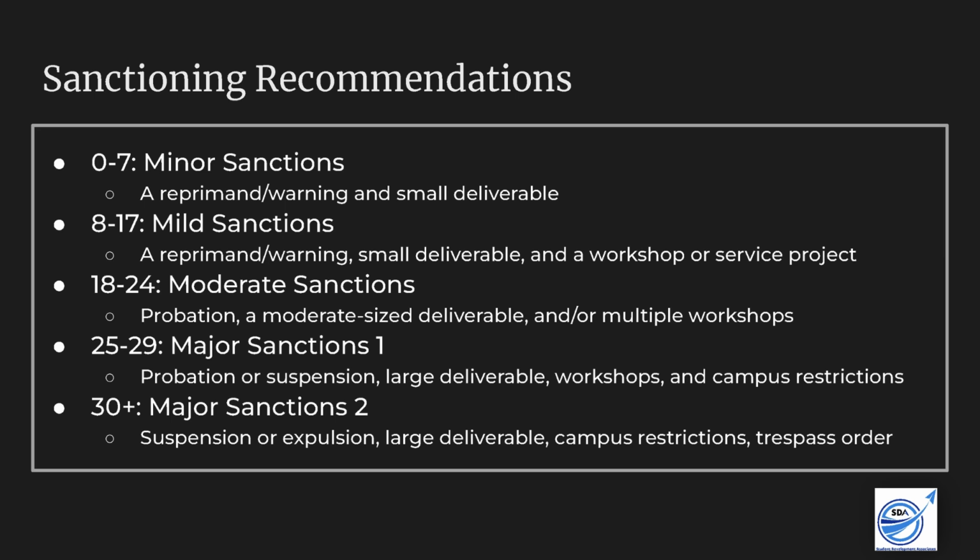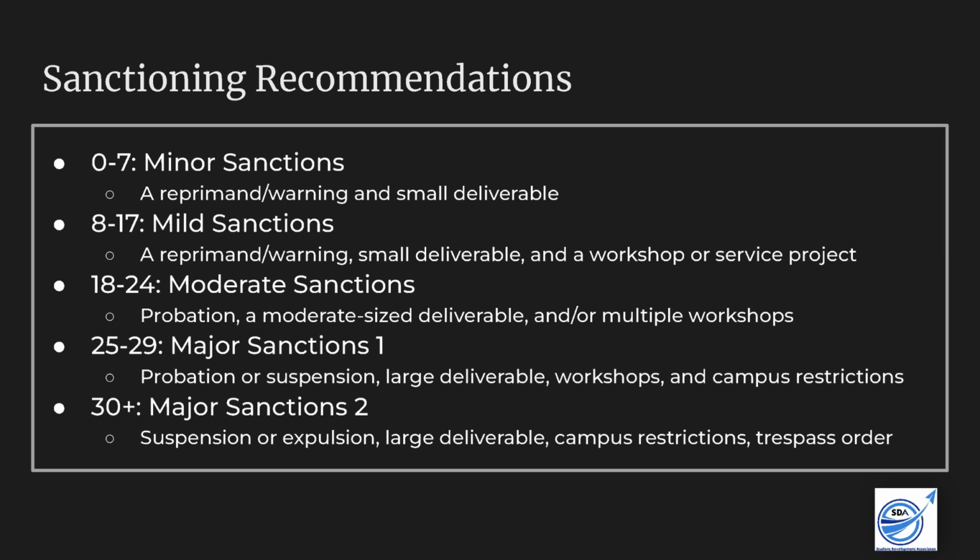This would be a reprimand or a warning, a small deliverable, and a workshop or service project. With 18 through 24, we recommend moderate sanctions. This will include conduct probation, a moderate-sized deliverable, such as a 3 to 5 page reflection paper, or a longer video in the 5 to 10 minute range, something like that, and or multiple workshops addressing the behavior and the policies that were violated.